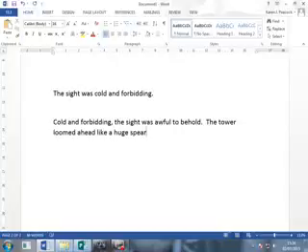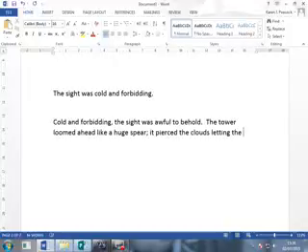So let's try putting a semicolon and then we can have a second half to the sentence. The tower loomed ahead like a huge spear; it pierced the clouds, letting the light shine through. Okay, we've got a few complex sentences there, so let's try a simple one for impact. Cold and forbidding, the sight was awful to behold. The tower loomed ahead like a huge spear. It pierced the clouds, letting the light shine through.